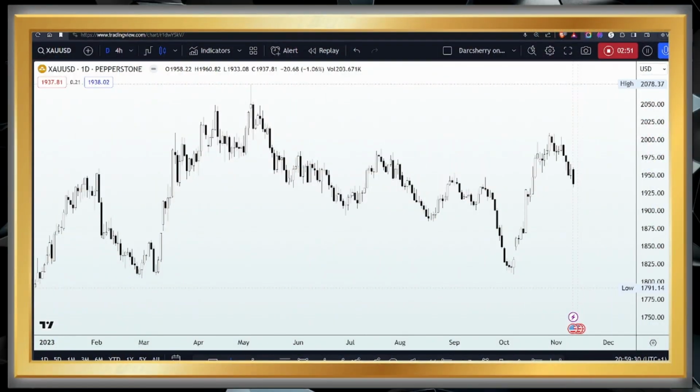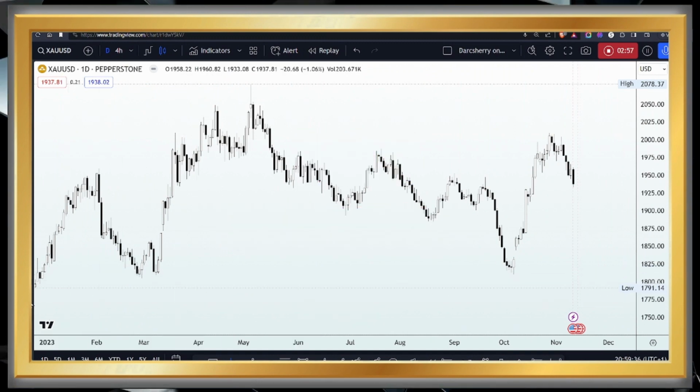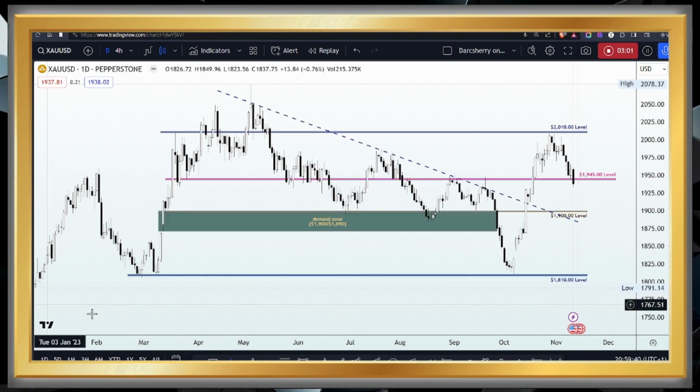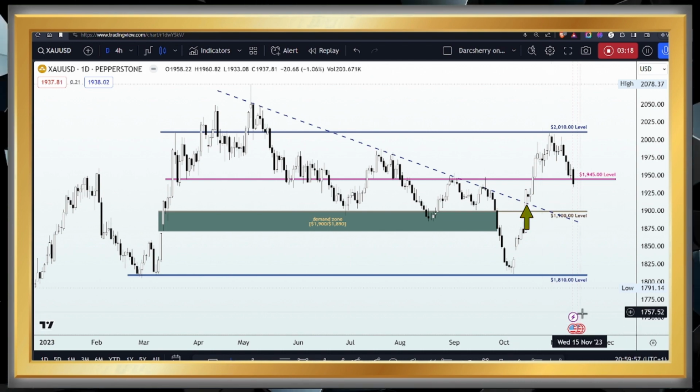So let's start our analysis by examining the daily time frame, and as you can see here, the current setup is consistent with what we identified in my previous video. However, it is crucial to emphasize the significance of the breakout of this descending trend line, as it will provide the foundation for next week's trading setup.